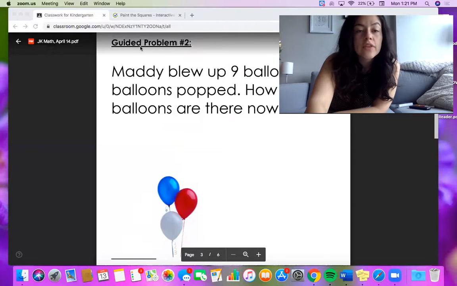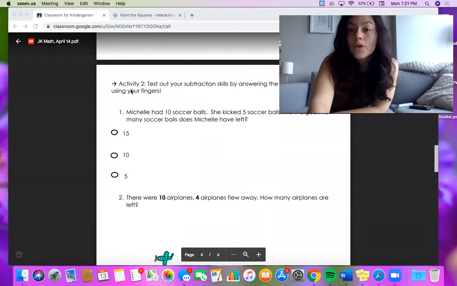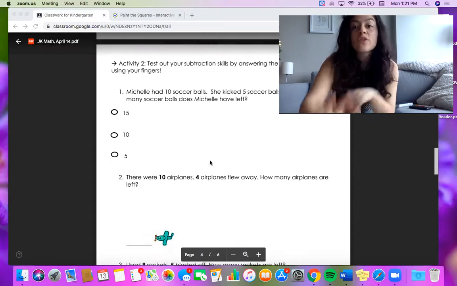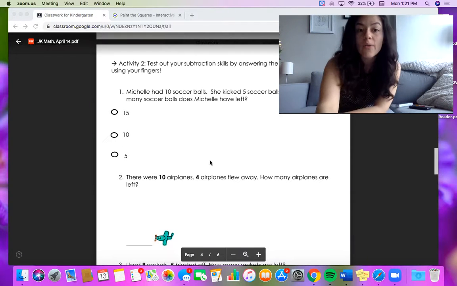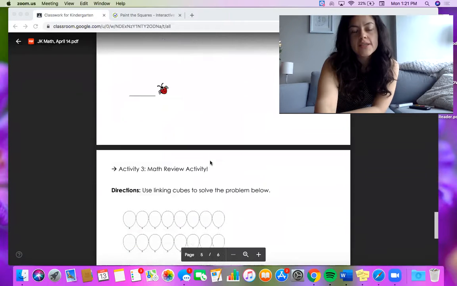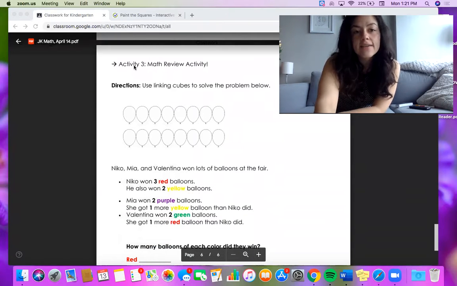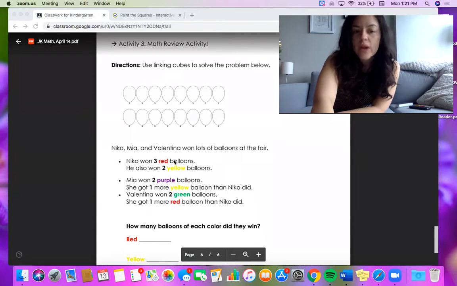Now that we've done those 2 examples together, I think you are ready to start activity number 2, where you will have to read out these problems with an adult and solve using your fingers. If ever you want to check your answer, you could always draw it out also. After you do those 2 pages, there's a little activity for math review. It's a fun activity that you will need crayons for. You will need a red crayon, a yellow crayon, a purple crayon, and a green crayon.